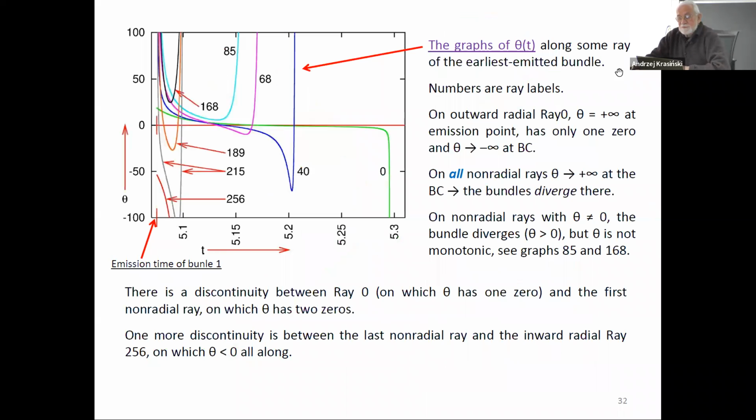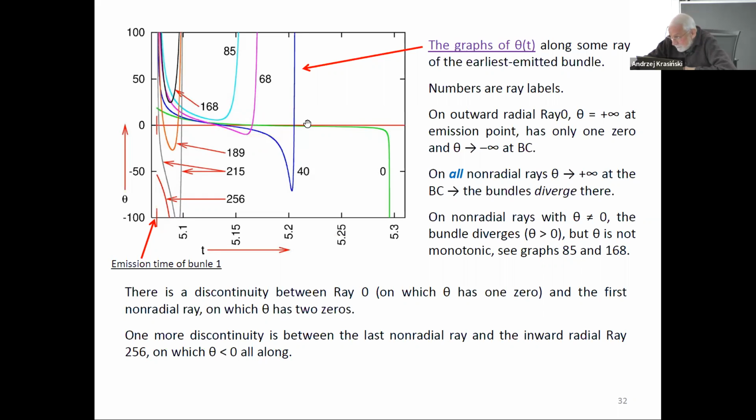And these are the graphs of theta as a function of time along some selected rays for the earliest emitted bundle. Numbers are labels of the rays. On the outward radial ray, which is number 0, theta begins at plus infinity and then decreases monotonously to minus infinity at the contact with the big crunch. It has only one zero along the way. On all non-radial rays, theta goes to plus infinity at the final singularity. So the bundles approach the final singularity while diverging.